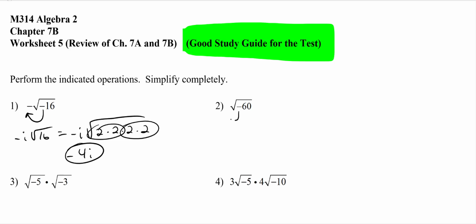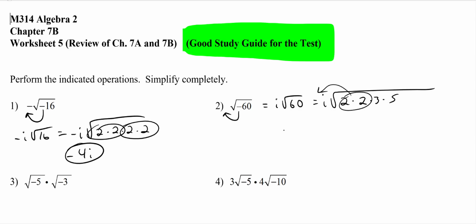Negative 60, again, I'm going to pull that out right away. I'm going to get i root 60. And then I break that up. 60 divided by 2 is 30, so 2 times 30. 30 divided by 2 is 15. 15, I can't divide by 2 anymore, so it's 3 and then 5. And that's broken up as much as possible. Take the 2 out, so the answer is 2i, and left over is root 15. Okay?